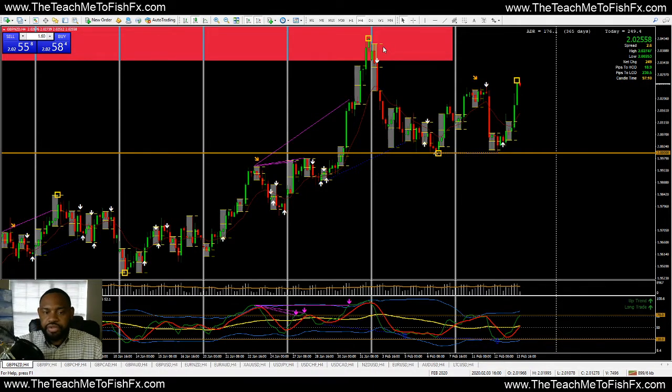Distribution zones are at the top. Accumulation zones are at the bottom. And so that's sign number one. Sign number two is we have our directional arrow right here, the white arrow pointing down, and that came about maybe anywhere between 8 to 16 hours later. Well, I take that back.